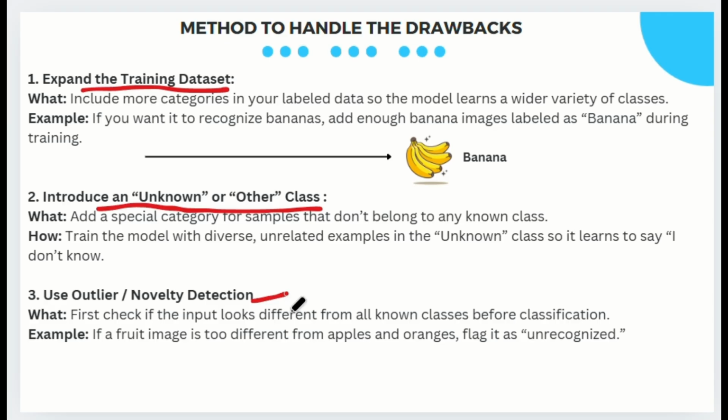How does it work? The model learns the normal pattern of known classes. For a new input, calculate the distance or similarity from known data. If the distance is higher than a threshold, mark it as an outlier or novelty. There are some common techniques used here, like isolation forest, one-class SVM, and autoencoders. Why is it important? It prevents wrong predictions, improves system safety, and it is very important in medical, security and AI systems.